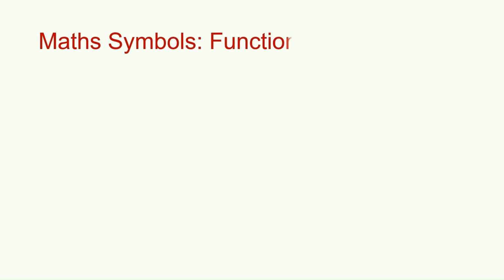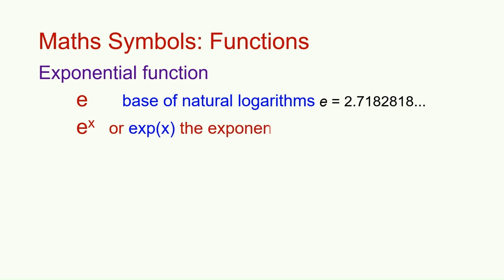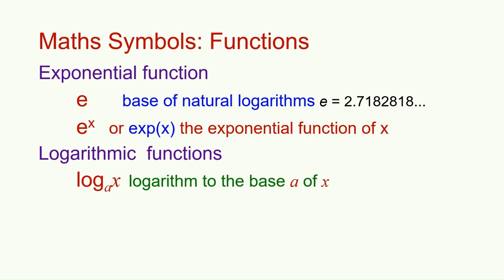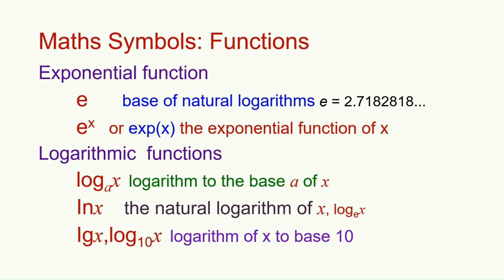Math symbols for some other functions. Exponential function: small letter e is used for the base of natural logarithms. e equals 2.7182818. e to the power of x, or exp of x, is the exponential function of x. Logarithmic functions: log subscript b of x is the logarithm to the base b of x. Ln x is the natural logarithm of x, log to the base e of x. Lg x, log subscript 10 of x, is the logarithm of x to the base 10.